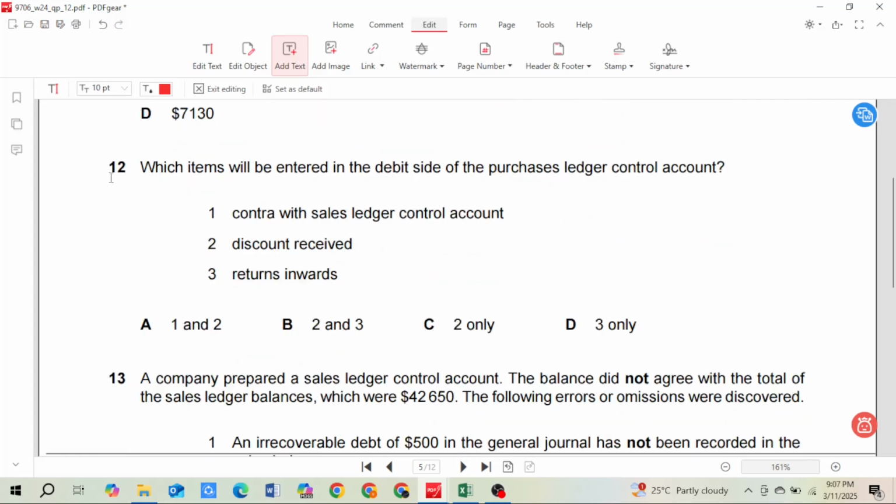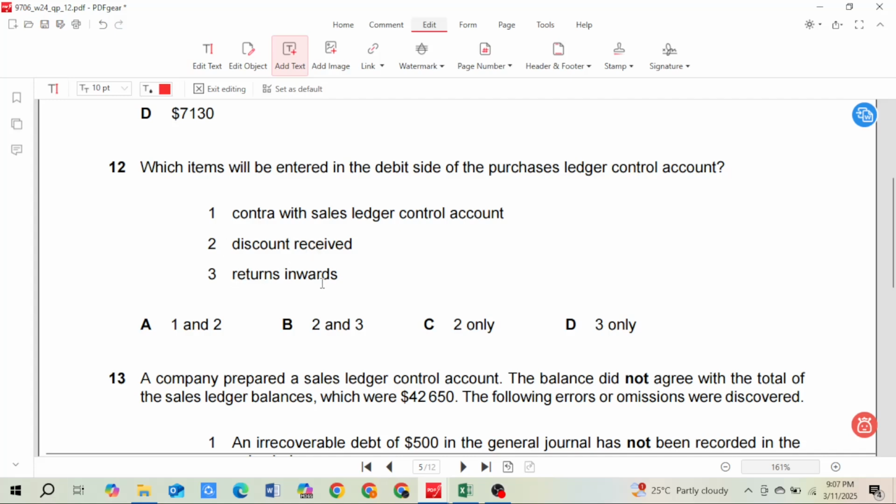12. Which item will be entered on the debit side of the purchase ledger control account? When we prepare the purchase ledger control account, we write down all trade payables related items. On the debit side, we write the contra entry with the sales ledger control account, as this will decrease my trade payables. And discount received: when we make payments and receive any discount, that also decreases my trade payables, so I write it on the debit side.